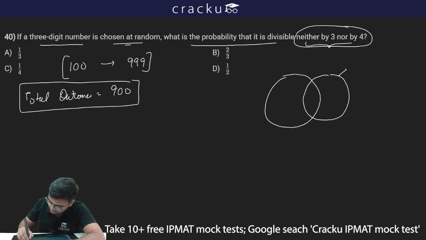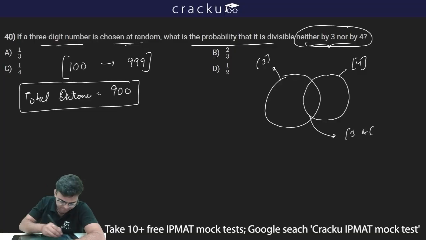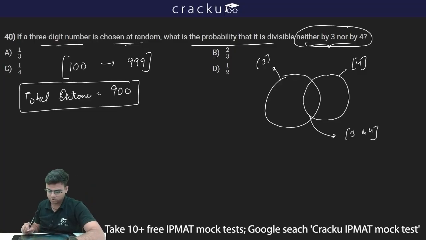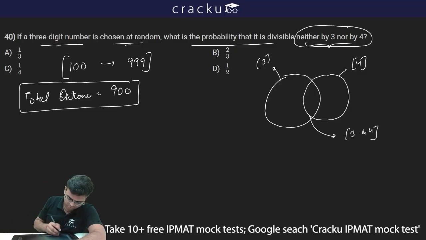This part represents numbers which are divisible by 4, this part represents numbers which are divisible by 3, and this common area represents numbers which are divisible by 3 and 4 both. What are the numbers which are divisible by 3? Numbers divisible by 3 will be 102, 105, 108 up till 999. So these are all divisible by 3.